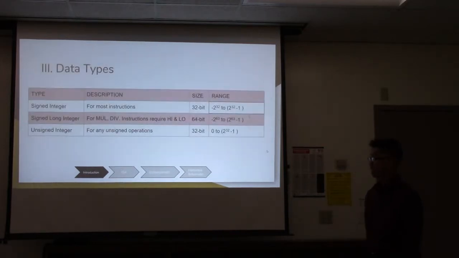Alright, so for the data types, we have three. The first is the unsigned integer, which is used for most instructions. It's 32 bits and ranges from the negative to the positive end. For the signed long, it's used for multiply and divide instructions because it holds 64 bits, which also ranges from negative to positive numbers. And for the last one, we have the unsigned integer, which is used for any unsigned operations, such as add unsigned. And for this one, it only ranges from 0 to the positive numbers.